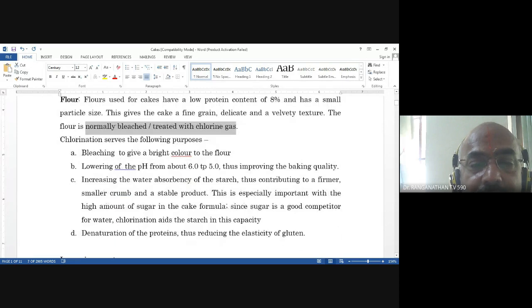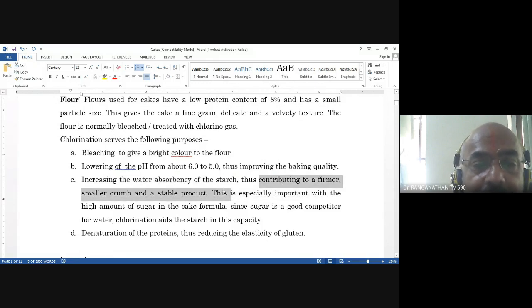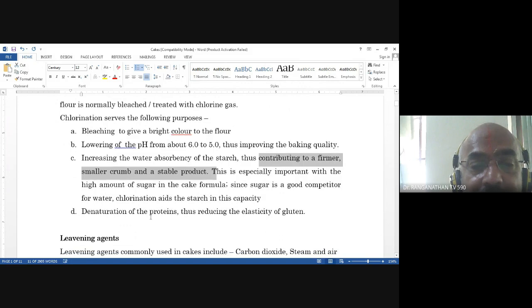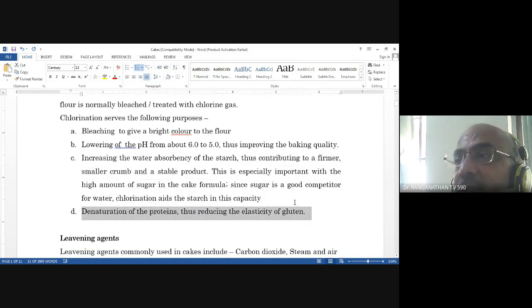It also lowers the pH. It also oxidizes, increases the water absorbency of the starch, and sugar is a component for water. So basically, it contributes to the smaller crumb and a stable product. Denaturation of the protein, reducing the elasticity of gluten.